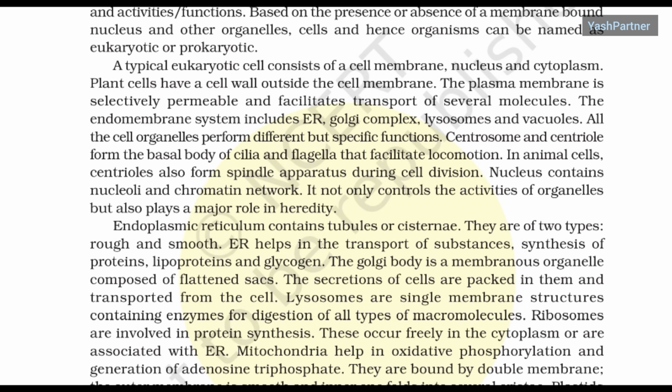Endoplasmic reticulum contains tubules or cisternae. They are of two types, rough and smooth. ER helps in the transport of substances, synthesis of proteins, lipoproteins and glycogen. The Golgi body is a membranous organelle composed of flattened sacs. The secretions of cells are packed in them and transported from the cell. Lysosomes are single membrane structures containing enzymes for digestion of all types of macromolecules.